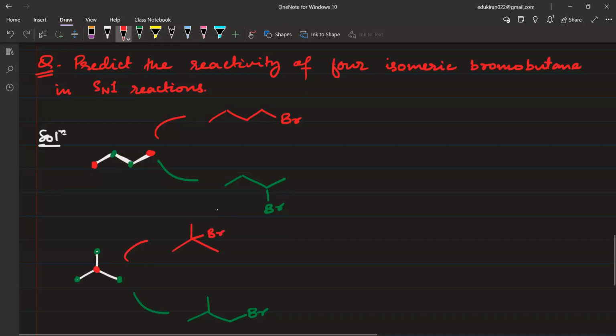Now the thing that you have to do is identify the degree of the alpha carbon. So for that you have to identify the alpha carbon. It's very easy. This alpha carbon is connected to 1 carbon atom, so this is going to be 1 degree. This is the alpha carbon. It is connected to 1 carbon and 2 carbon atoms, so this is going to be 2 degree.